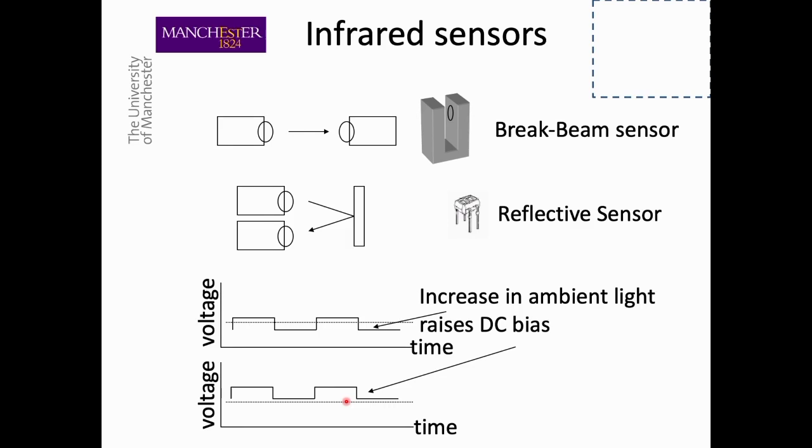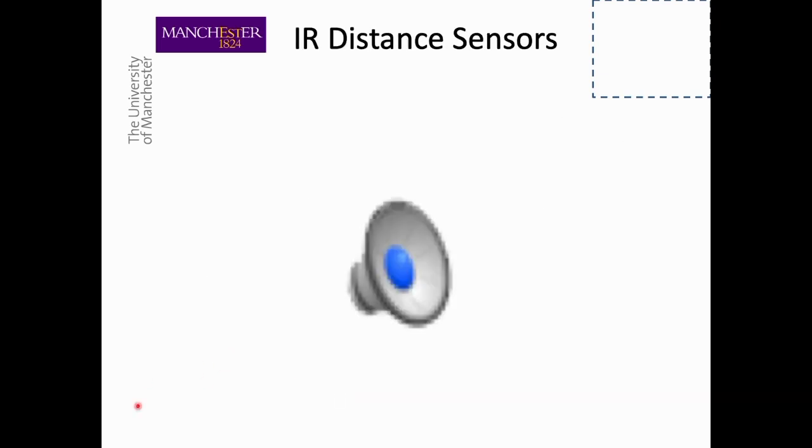So we call this the DC bias. Here we can see in the top image, this is great because my switching on and off staggers either side of the ambient threshold. However, in the bottom one, now it isn't. Whether we switch it on or off, there's too much infrared radiation, so it isn't going to make a difference.